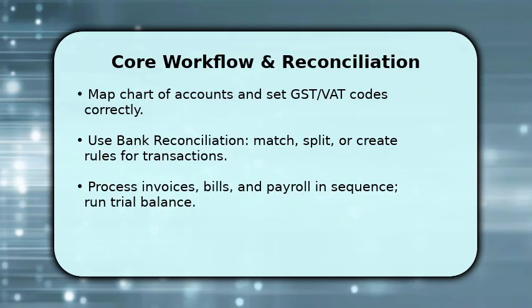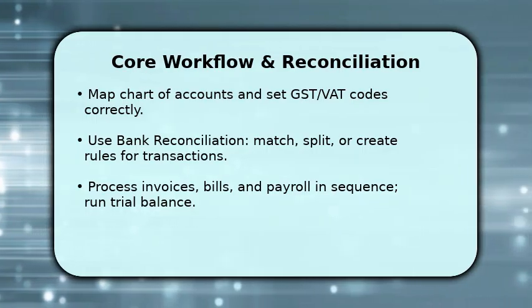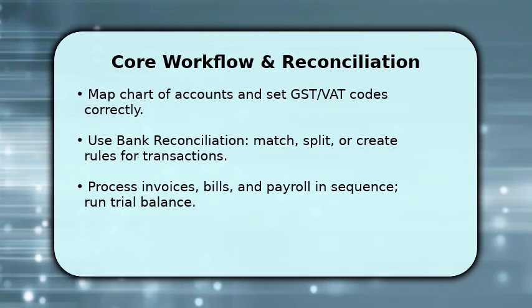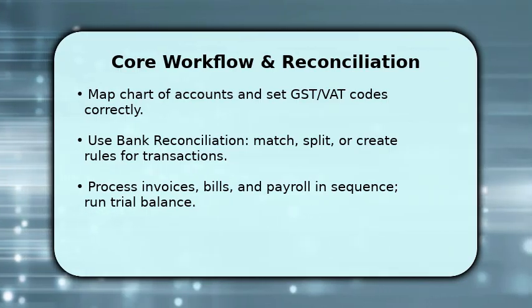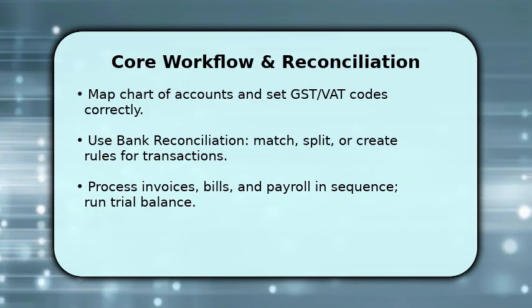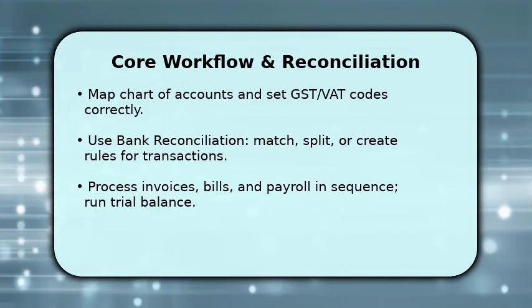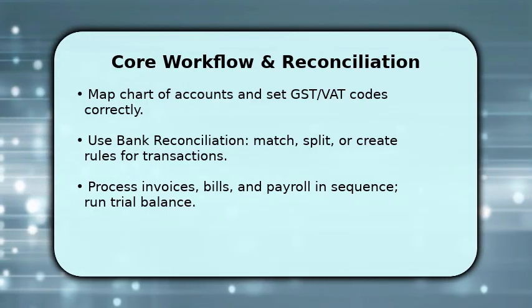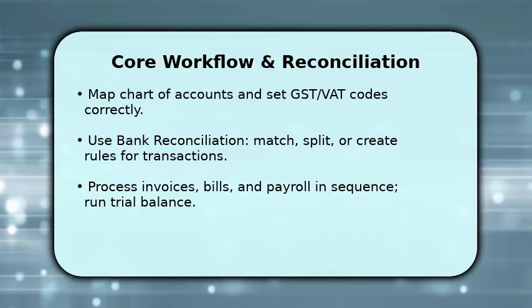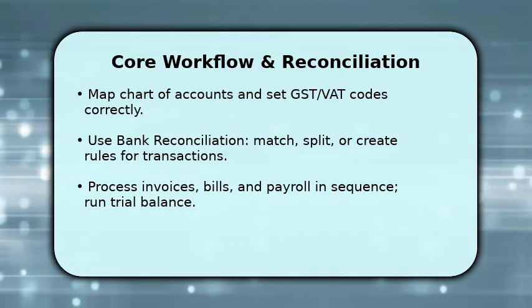If a payment covers multiple invoices, split it accordingly. Create automation rules for recurring matches to save time. After posting transactions, run a trial balance and profit and loss to catch imbalances. These reports tell you whether your entries and reconciliations are aligned.